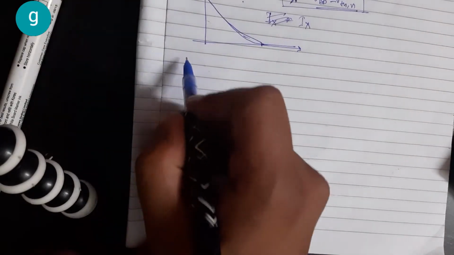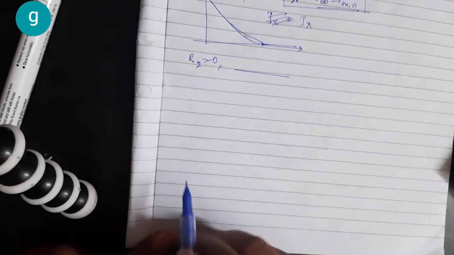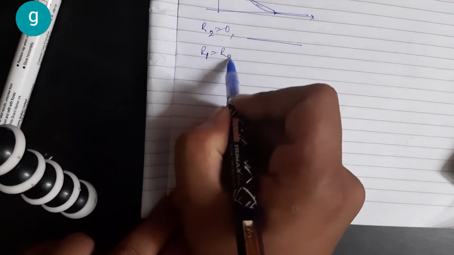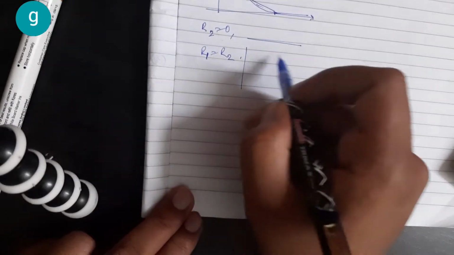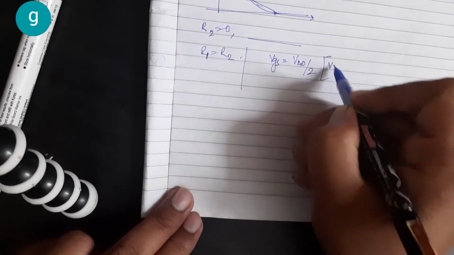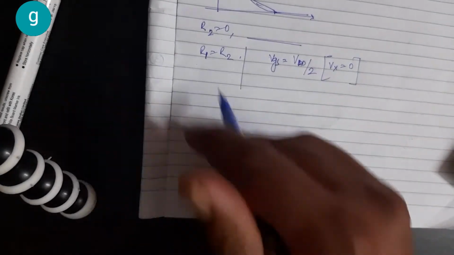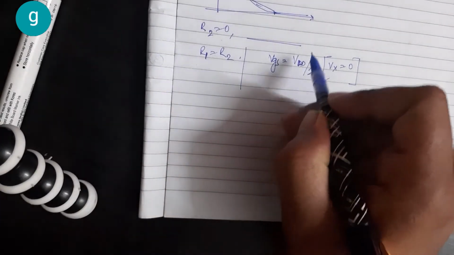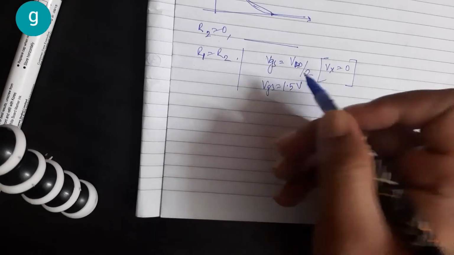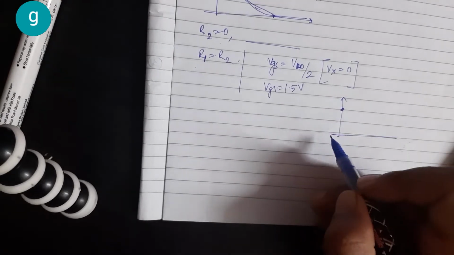Let us consider the other extreme where R2 is 0. In this case, there won't be any current in the circuit because VGS itself is 0. Now let us consider R1 equals R2. Here VGS will be VDD by 2 for Vx equals 0. And we know that the threshold voltage is around 0.7 volts and VDD is around 3 volts. So VGS is 1.5 volts, which is greater than 0.7 volts. So at Vx equals 0, there will be a current.